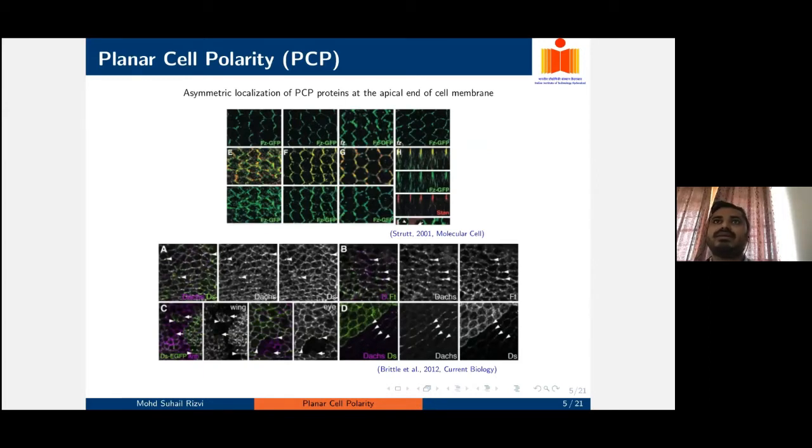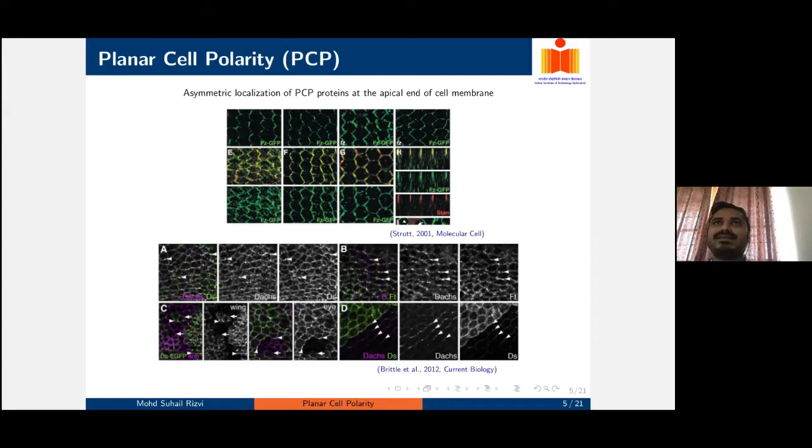These images are just to show you how the proteins related to planar cell polarity are distributed not uniformly at the cell membrane, but in a non-uniform fashion. If you look at any panel in the top image, that shows the apical cross section of an epithelial tissue from a Drosophila fly. You can see that the proteins are not marking the cell boundary uniformly. If you take any image, the proteins are localized more along some vertical streaks. That is, proteins are localized more on that particular edge, not on the other.